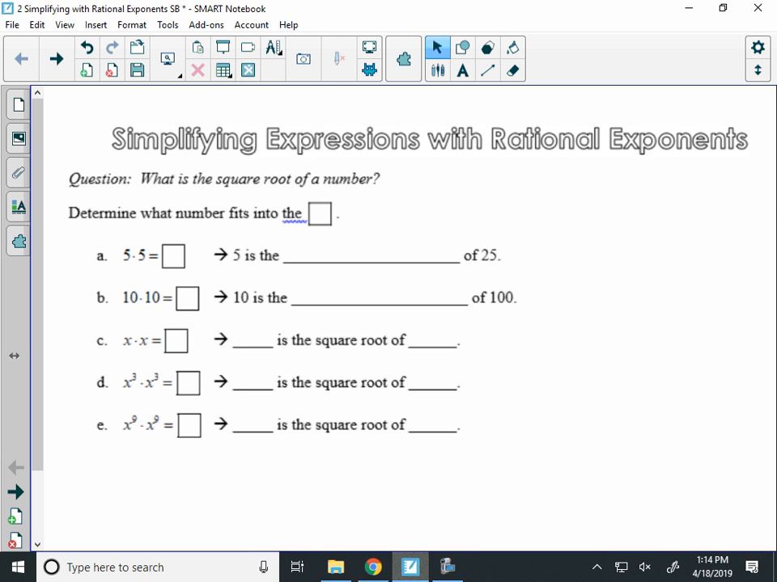Fractional exponents. Fractional means fraction. This whole unit, actually, I guess I should say this. I'm sorry, it's no calculator allowed. So no calculator for the whole unit.